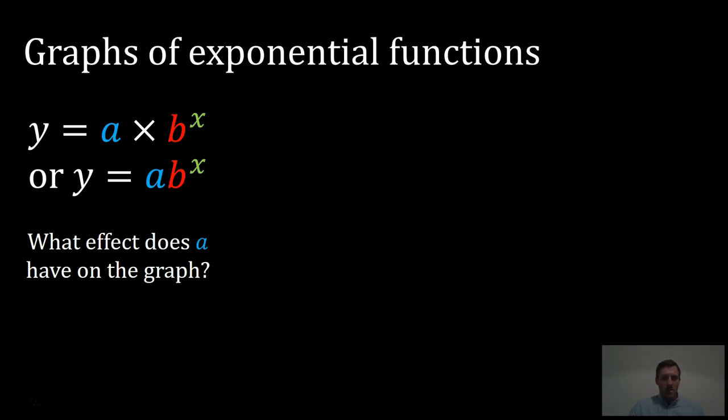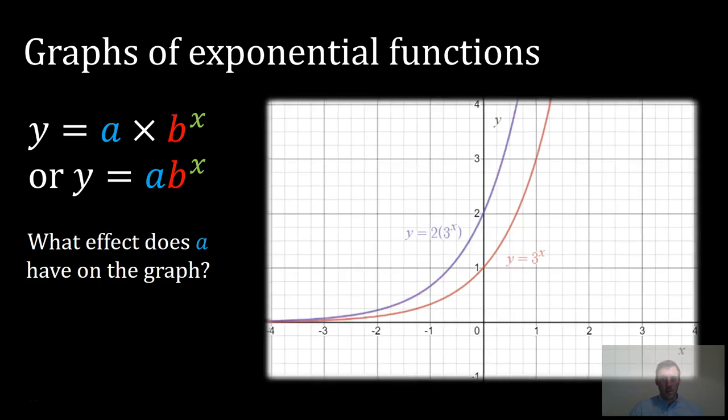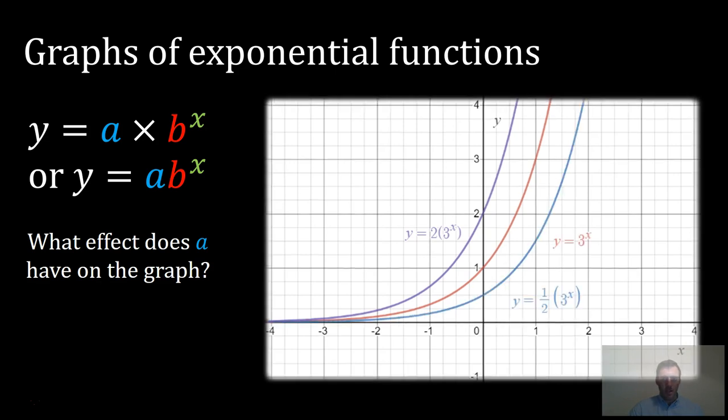First, let's consider y equals 3 to the power of x again. The y-intercept is 1, the horizontal asymptote is y equals 0. Second, let's consider y equals 2 multiplied by 3 to the power of x. The y-intercept this time is 2, the horizontal asymptote is y equals 0. Finally, let's consider y equals half multiplied by 3 to the power of x. The y-intercept is 1/2. The horizontal asymptote is still y equals 0.